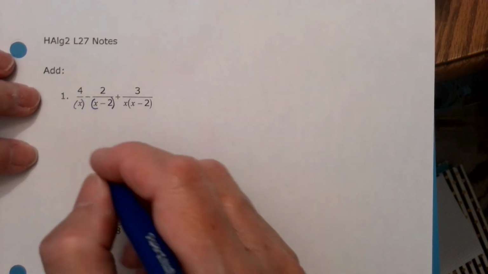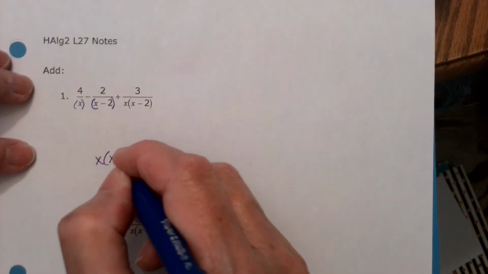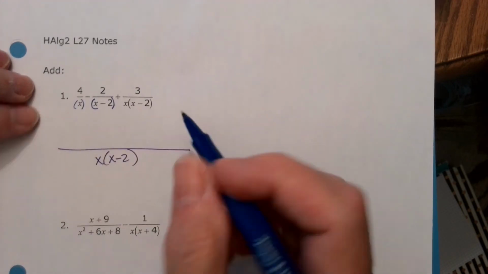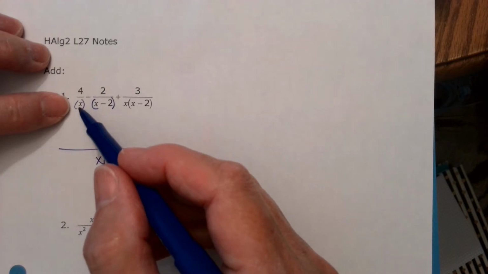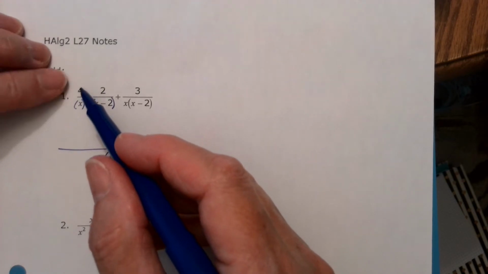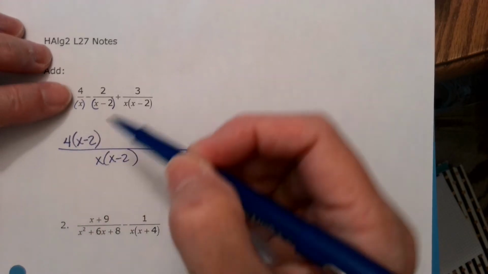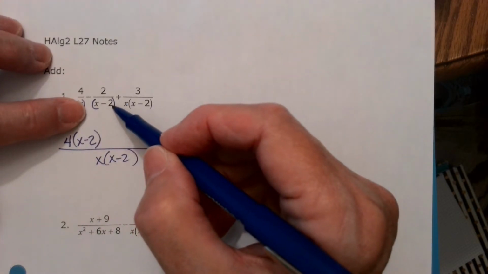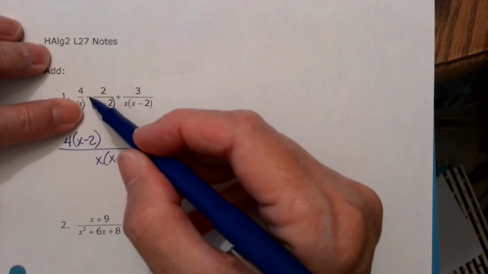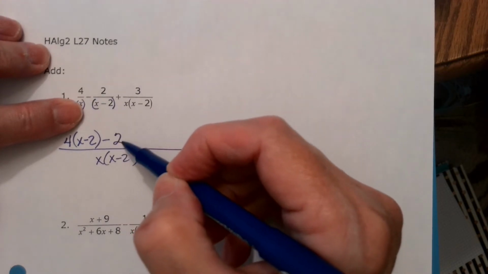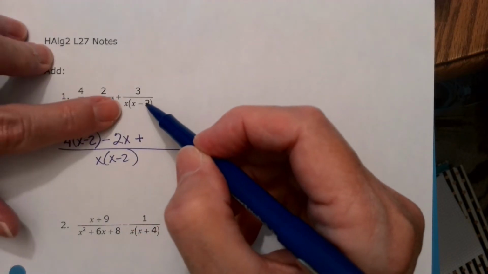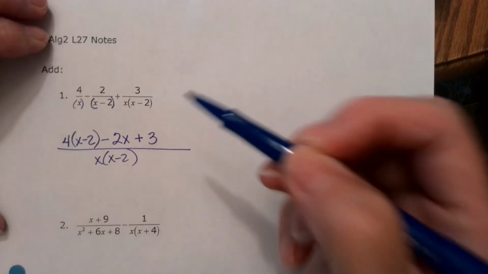So each one of these needs to become x times x minus 2. So that one would have to be multiplied by x minus 2. So I multiply it to the top also. This one would have to be multiplied by x. So I multiply that to the top also. Don't forget that minus sign right there. This one's good, so I don't have to multiply it by anything.